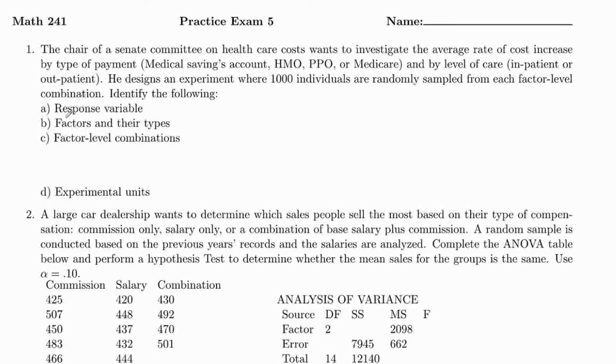We want to identify the response variable. So that's the dependent variable. So the dependent variable is the average rate of cost increase here.